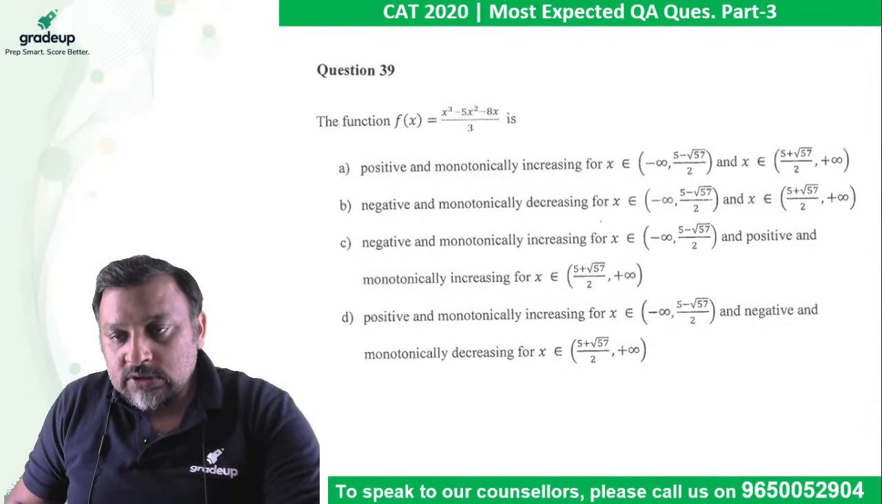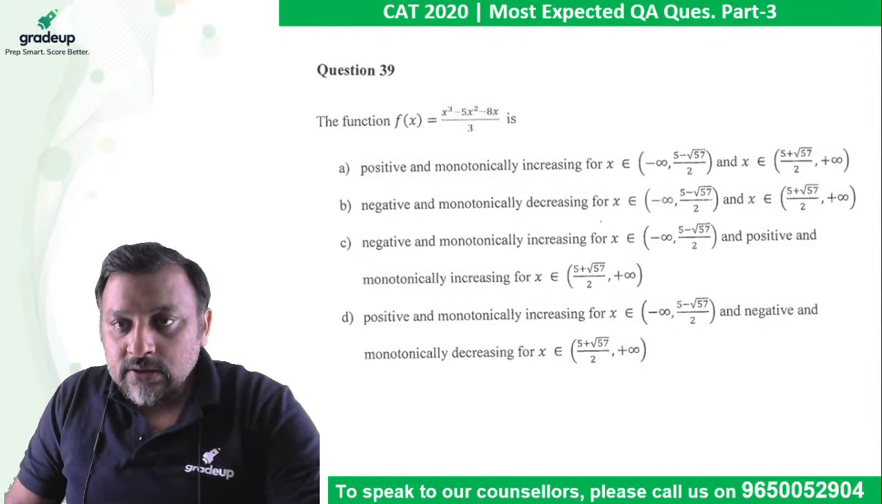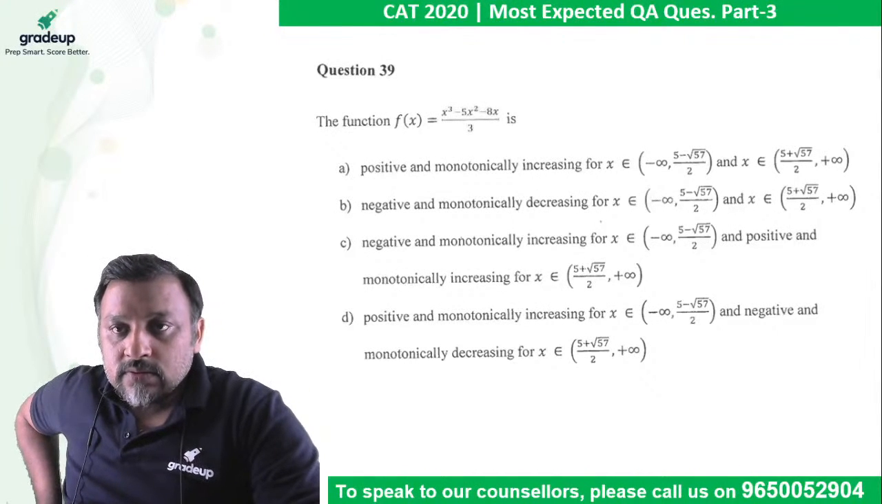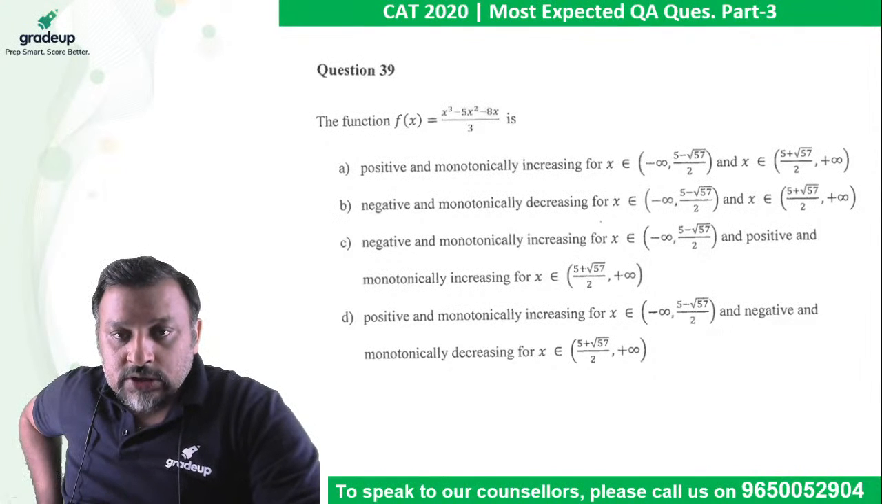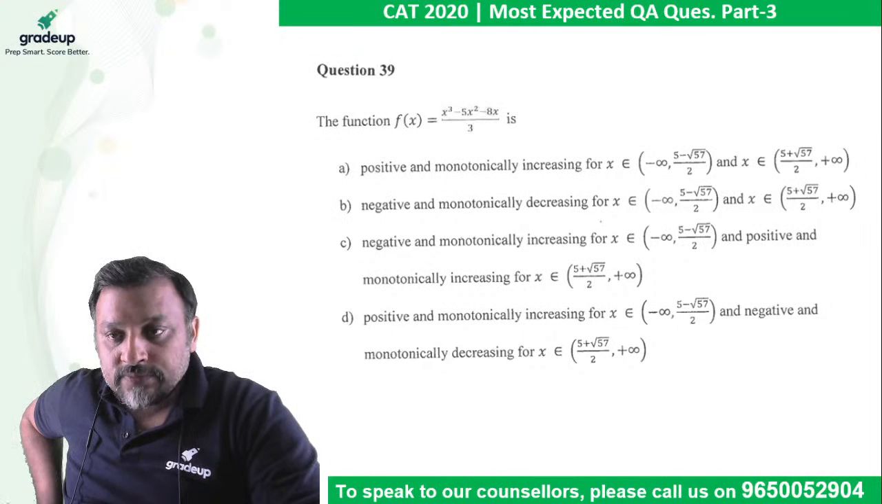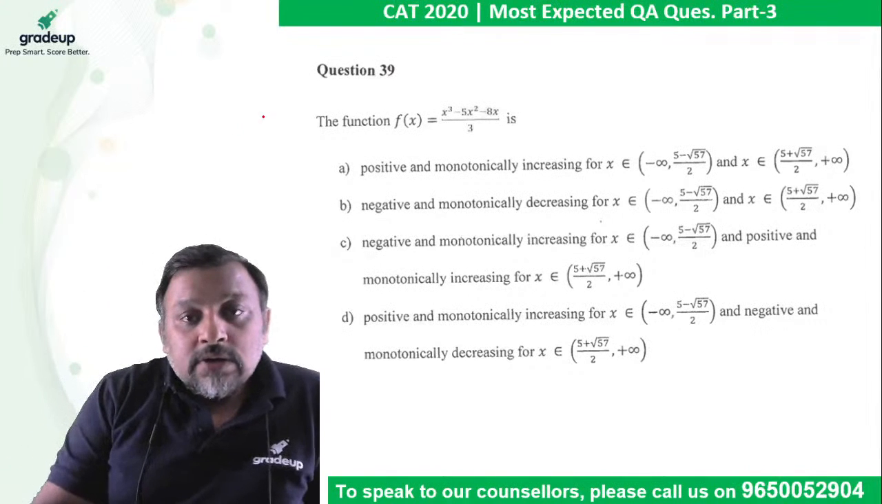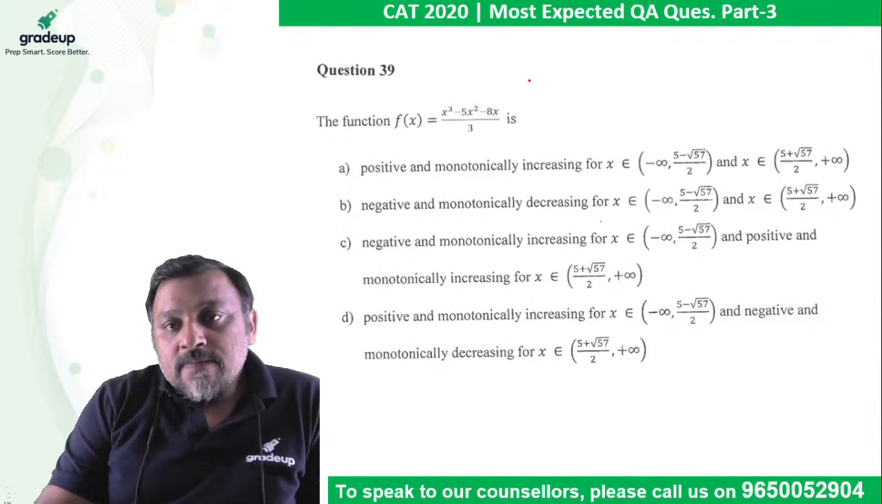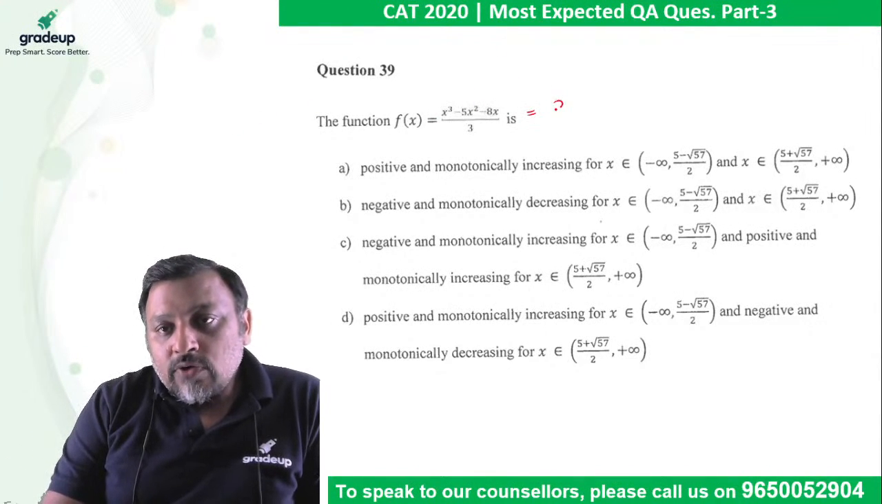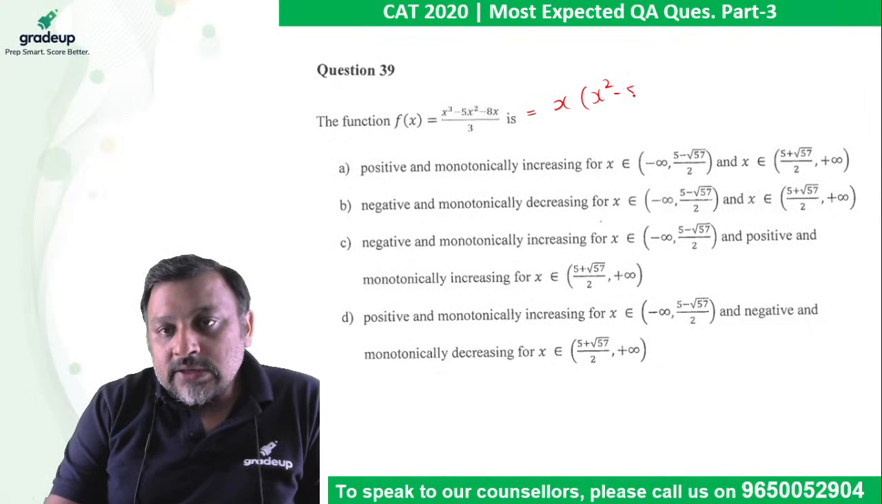Yes, Sankalp, what is the answer that you are getting? Okay, very good, Sankalp. It is C. Good. No, Harish, it is C. See, if I take x common, what we'll get is x square minus 5x minus 8 by 3.